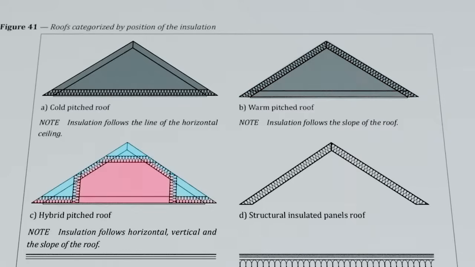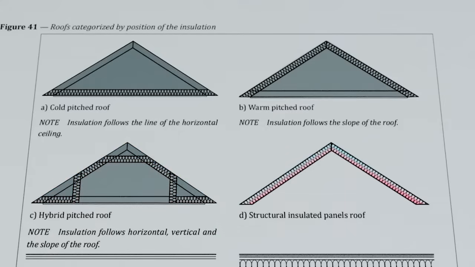Hybrid pitched roof. This type of roof, most commonly found where there is a room in the roof, such as in loft conversions, has a mix of horizontal, vertical and inclined insulation. This means some parts are cold roofs and some are warm, with a corresponding mixture of insulation types commonly used. It's also worth noting here that the term hybrid warm roof is sometimes used to describe a roof with insulation positioned both between and over the roof structure.